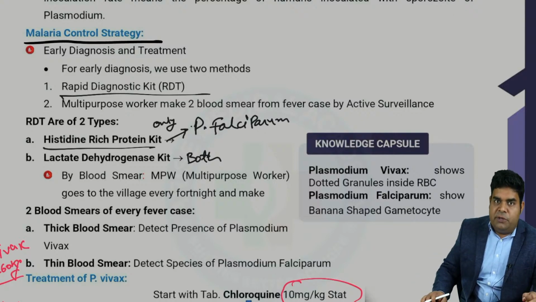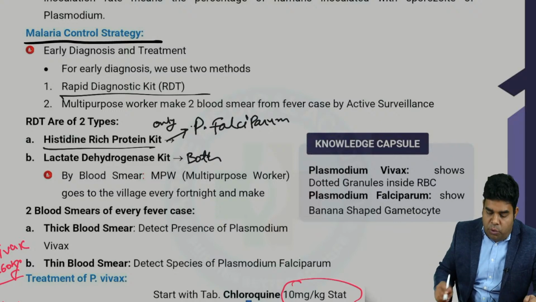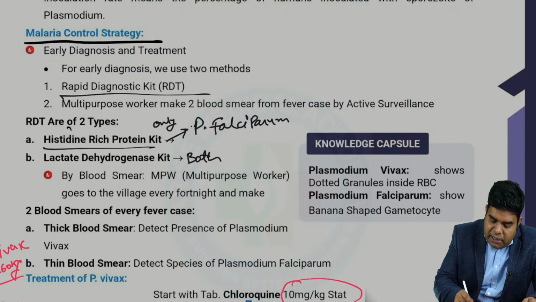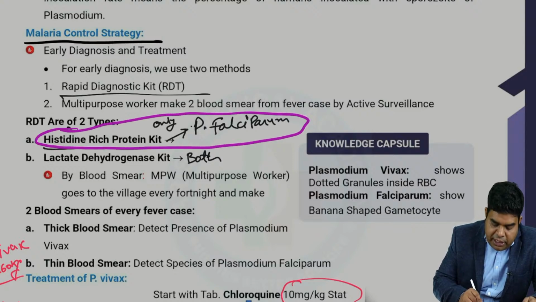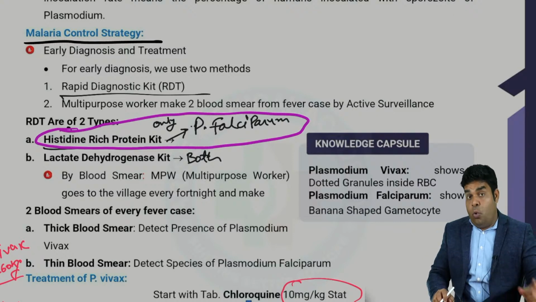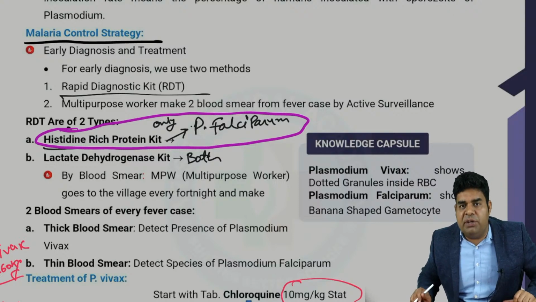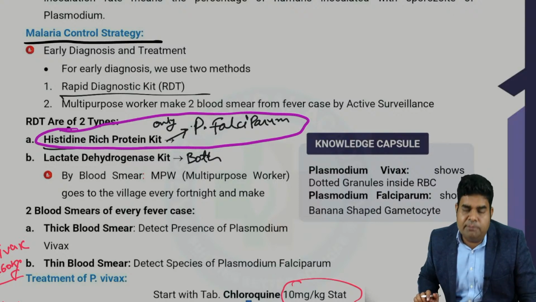In early diagnosis, we use RDT kit. And this question has came in NEET last year only, that histidine-rich kit, does it detect falciparum or vivax or both? So histidine-rich kit detect only Plasmodium falciparum. Only one thing. If you have to detect both, you will use optimal kit which has lactate dehydrogenase enzyme.